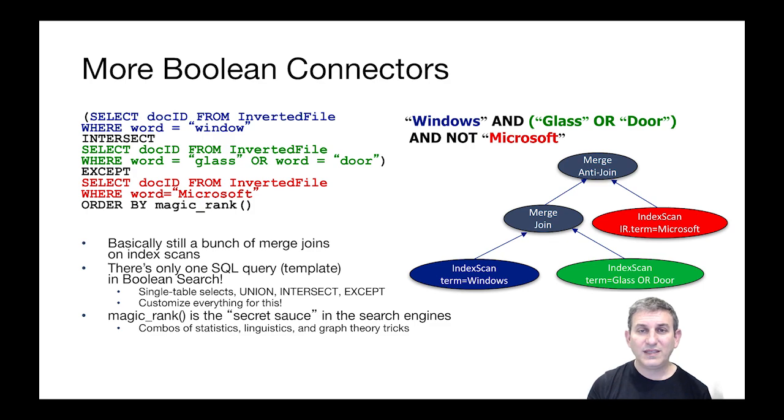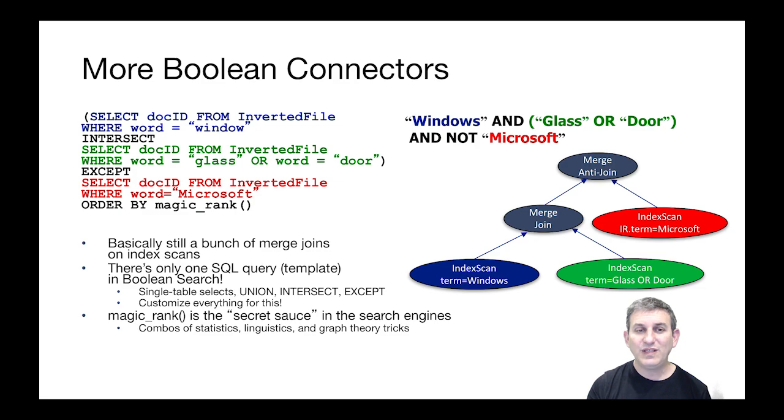Now, we can have more Boolean connectors. We can have a more complicated query simply by working out a more complicated SQL query. So here's an example on the left. We're going to get window and glass or door and not Microsoft, the example we had before. I will leave it to you to read the SQL on the left that corresponds to it. But again, it's just a Boolean query on each leaf node followed by merge joins, or in the case of and not, a merge anti-join. An anti-join is where you get everything on the left that does not have a match on the right. And so it's pretty straightforward. You get these kind of merge join patterns over the terms of your query every time.